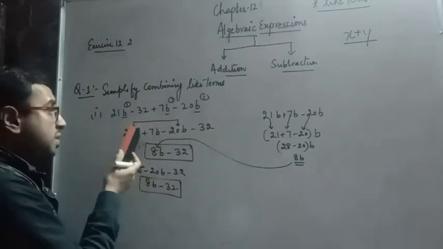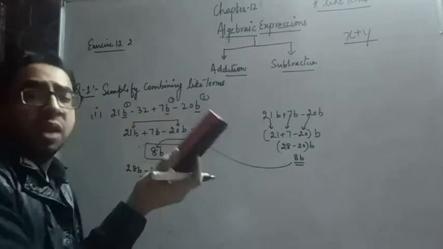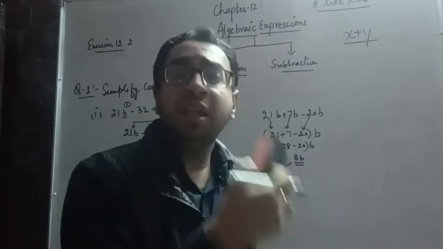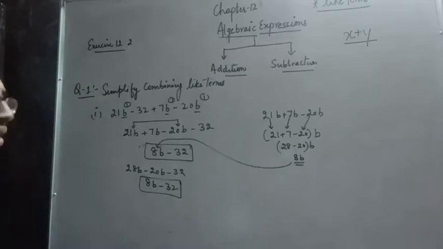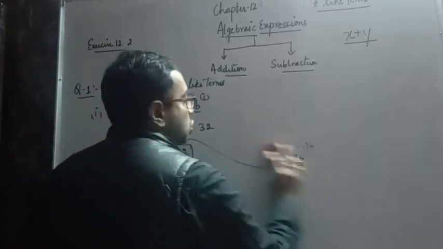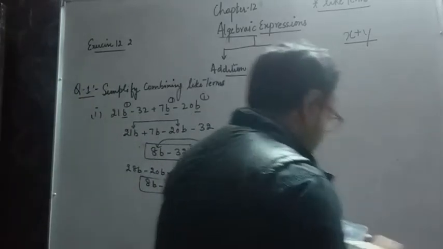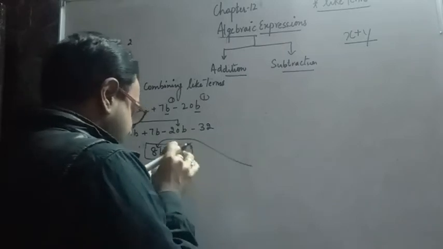Because b is common, we just need to add or subtract the coefficients. Just observe the coefficients and add and subtract, whatever the operation is. Are we clear? Very easy to understand. Let's do part 2. I'll be doing the difficult part.